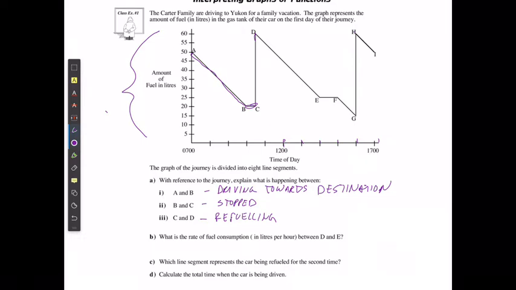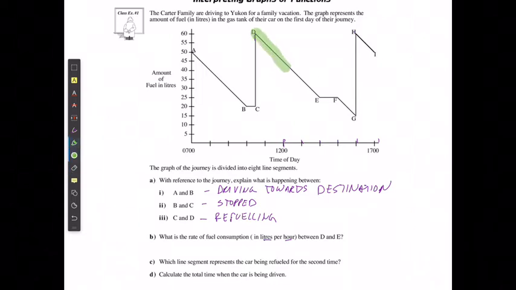Now, when it asks what the rate of consumption in liters per hour is, I'm looking at the change in the amount of liters divided by the change in hours. Because I'm looking at this section here, I'm going to follow my graph and ask, how many liters did I start with? I started with 60. How many liters did I end off with? I ended off with 25, which means I subtract 25 and the difference is that I used 35 liters.